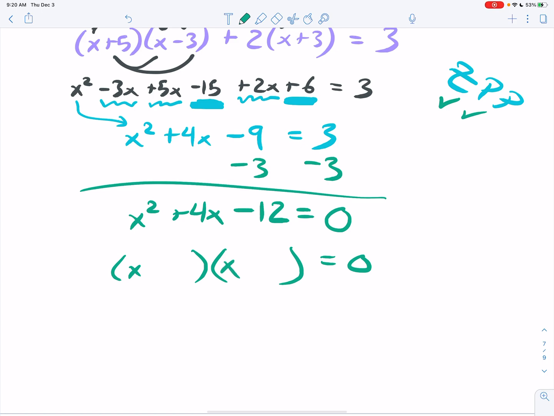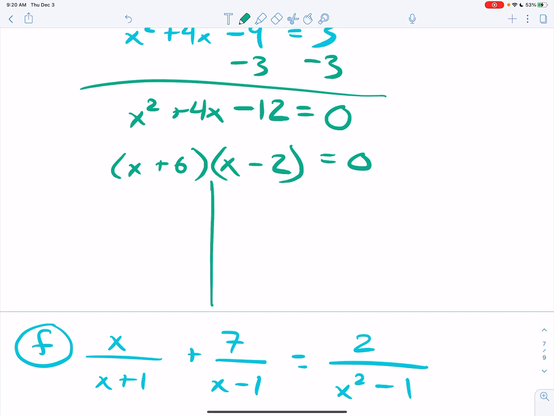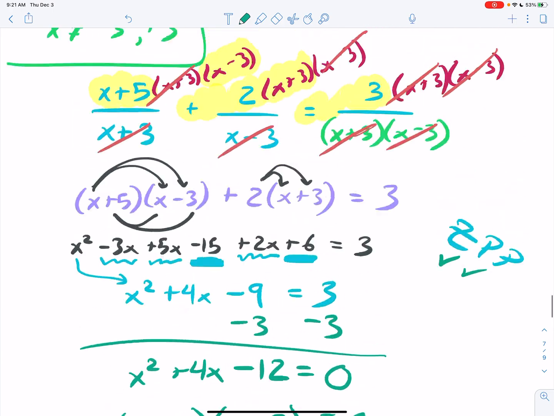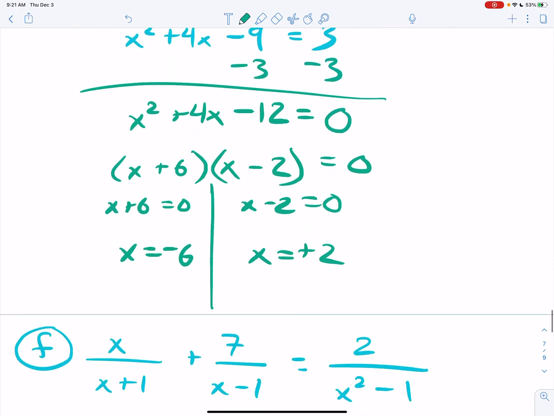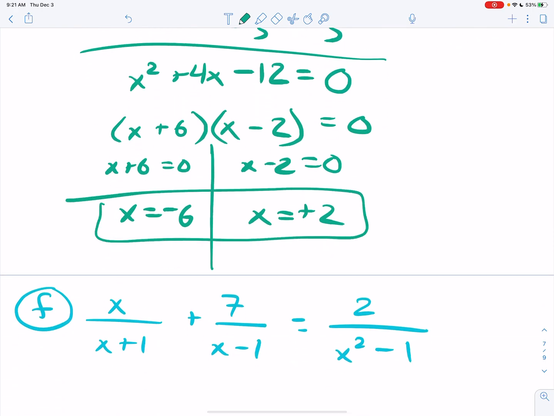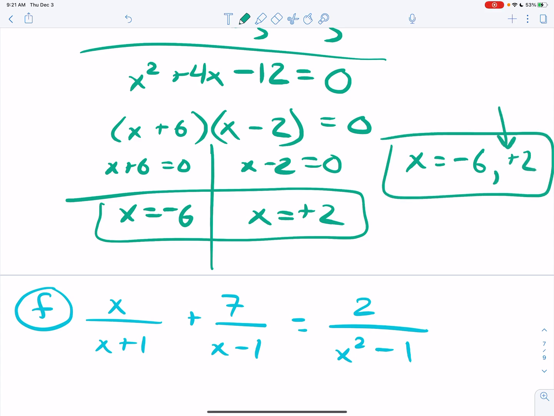This should come out to x plus 6 and x minus 2. Or the other way around, x minus 2 and then x plus 6. Okay, that allows you to use the zero product property. So here x is -6 and then x is +2. But before I box it, I look at my domain. X can't be -3 or +3. There are no conflicts here, so I have two good solutions. So you would just write x equals -6 and +2. No need for the positive, okay?